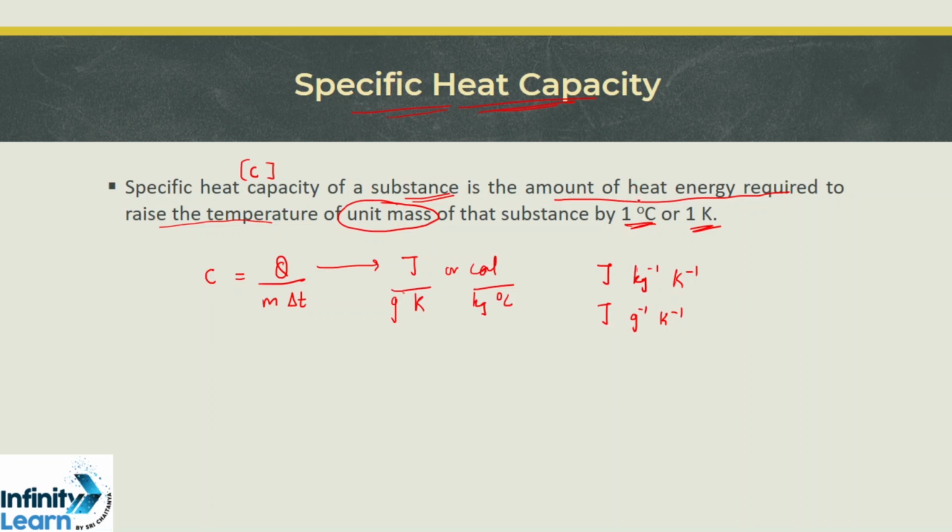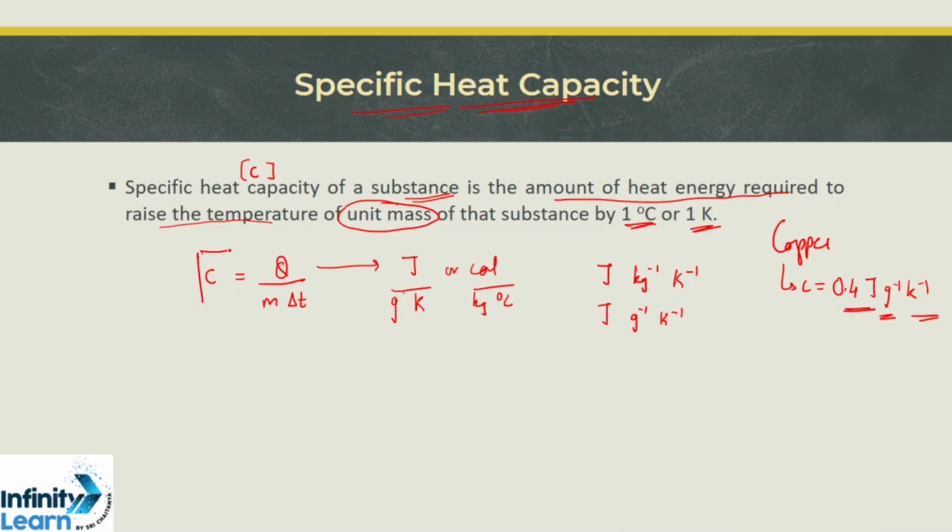Let us take an example of a material. Copper has specific heat capacity equal to 0.4 joule per gram per Kelvin. What this means is that every gram of copper will require 0.4 joule of heat so that the temperature is raised by 1 degree Celsius or 1 Kelvin. I hope this part is clear to everyone.